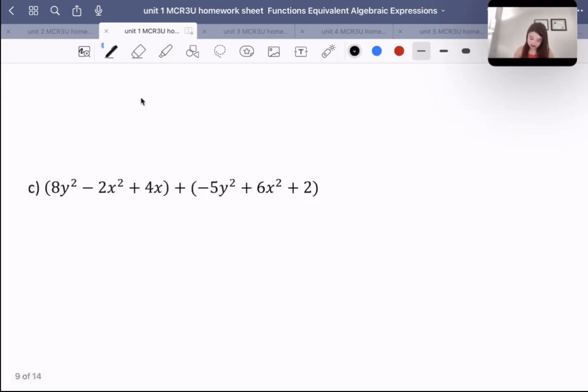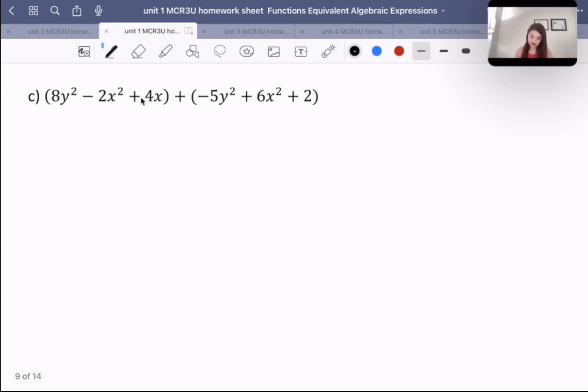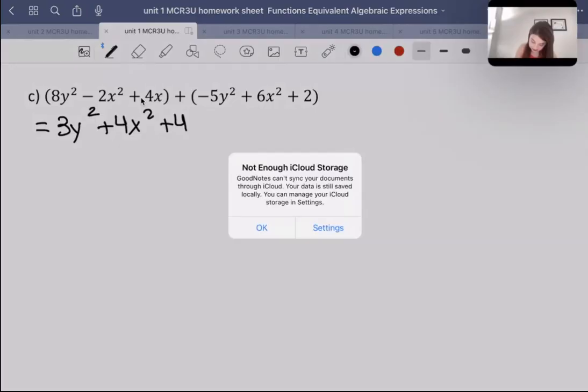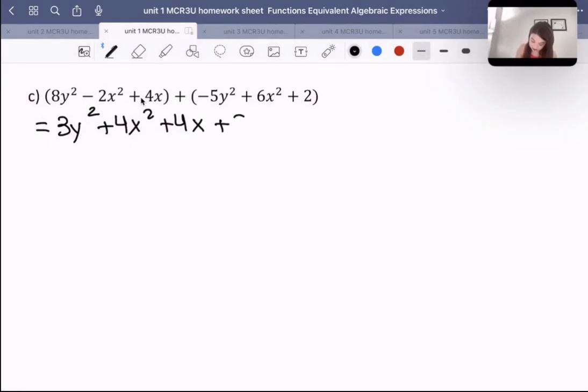Let's try this next one. Here we have 8y squared minus 5y squared. That's equal to 3y squared. Then we have minus 2x squared plus 6x squared, which is plus 4x squared. Then we have plus 4x and plus 2, and those are not like terms, so we just write them as is. We don't need to add them to anything because there are no other like terms. There's only one constant, and there's only one degree 1 term.